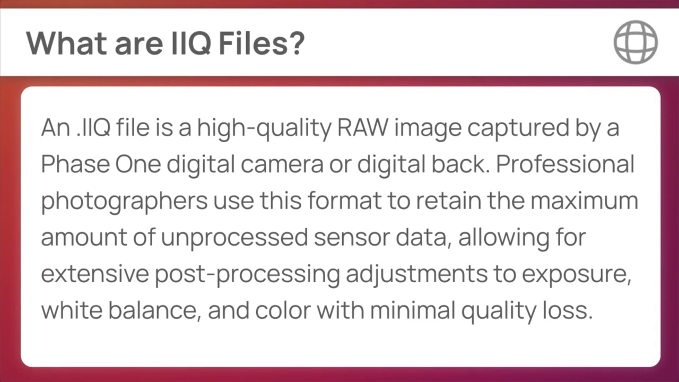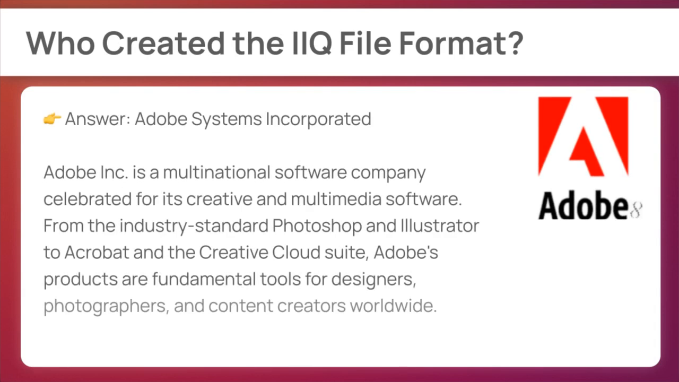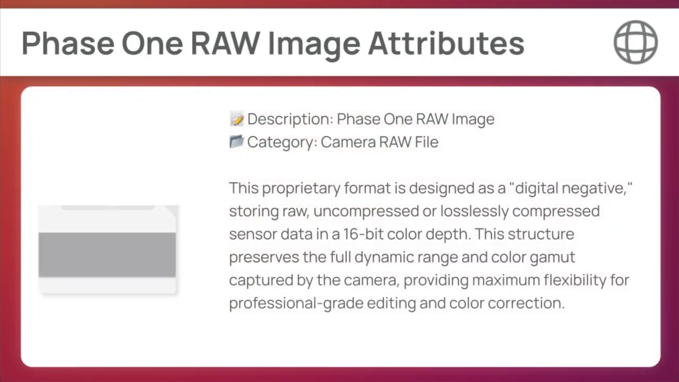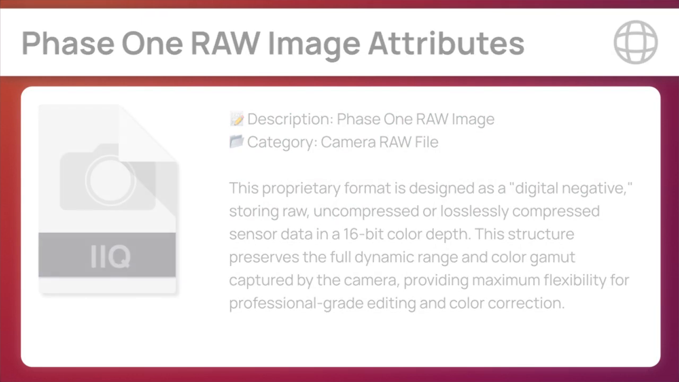Professional photographers use this format to retain the maximum amount of unprocessed sensor data, allowing for extensive post-processing adjustments to exposure, white balance, and color with minimal quality loss. This proprietary format is designed as a digital negative, storing raw, uncompressed, or losslessly compressed sensor data in a 16-bit color depth. This structure preserves the full dynamic range and color gamut captured by the camera, providing maximum flexibility for professional-grade editing and color correction.